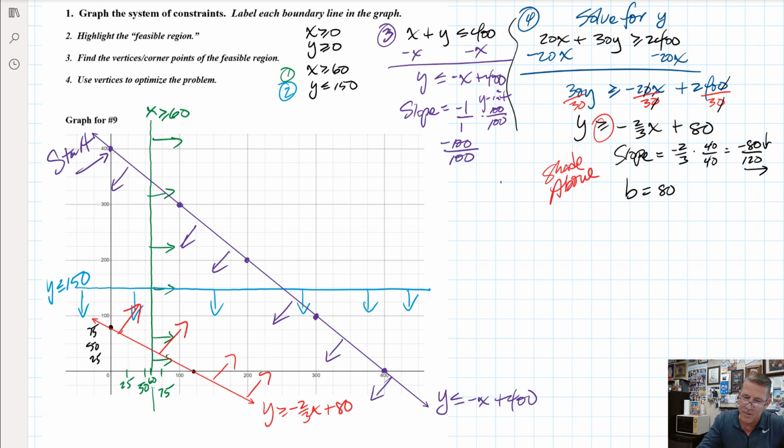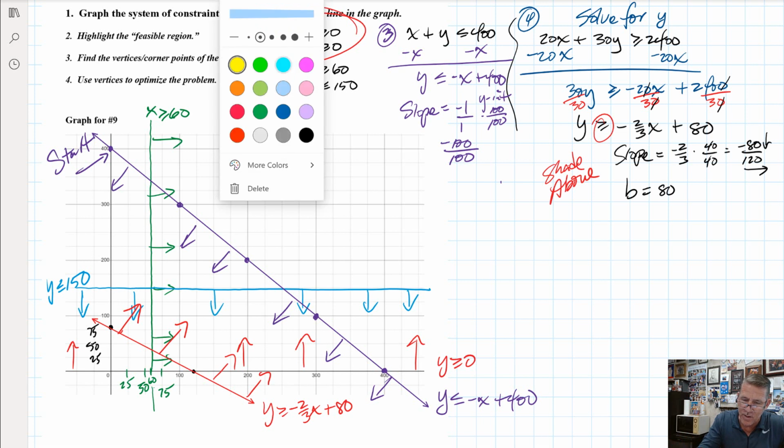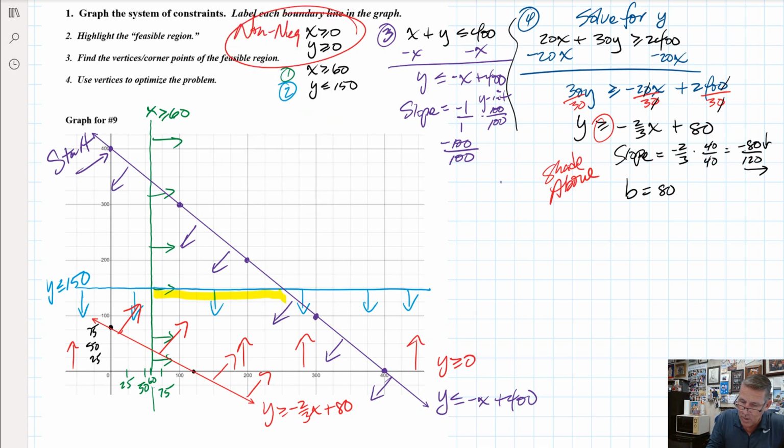I got to graph the non-negative constraints. So the non-negative constraints, right here, we got to graph these guys. And so if y is greater than or equal to 0, then you're above the x-axis. Okay, this is y greater than or equal to 0. X greater than 0 is already satisfied because I already know that x is greater than or equal to 60, so that covers that one. So we got to be above the x-axis, to the right of this green line, underneath the purple one, underneath the blue one, and above the x-axis, and above the red one. So where they all overlap is called the feasible region, and it's in here.